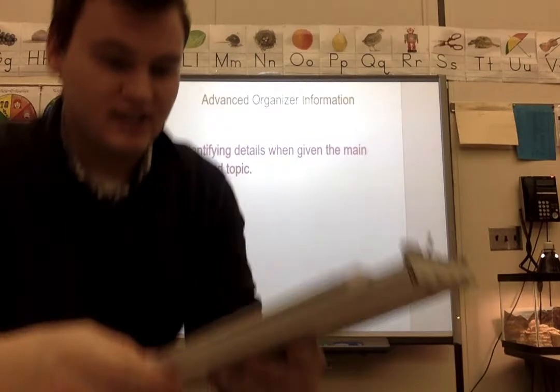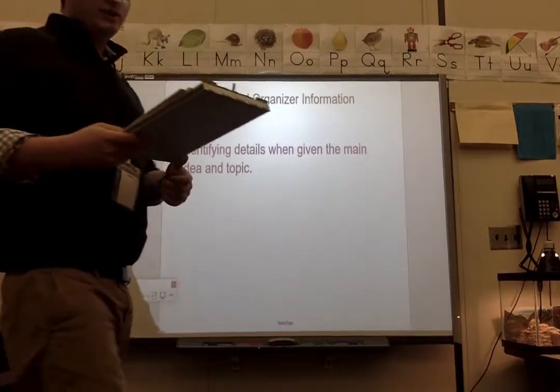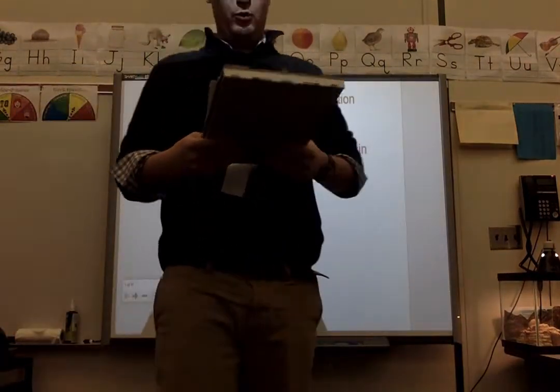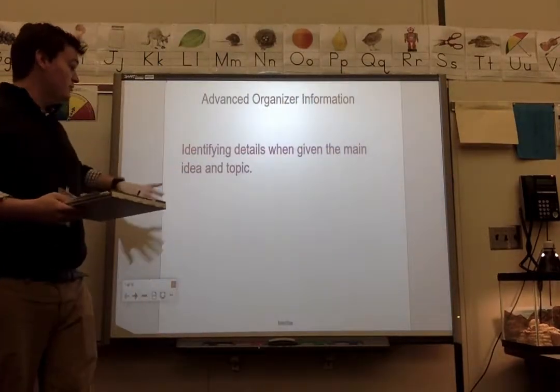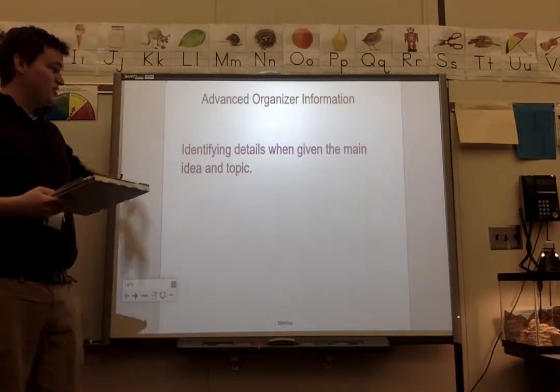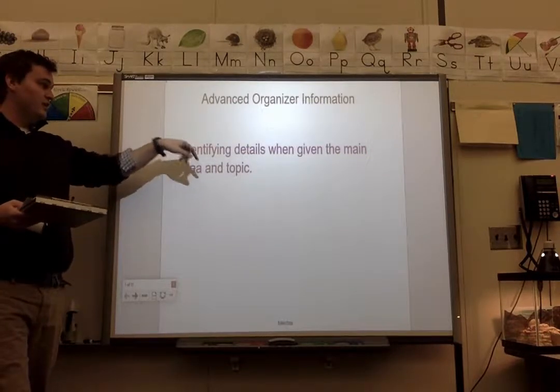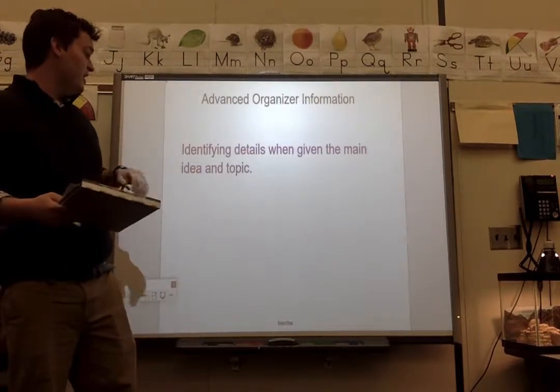So in the last lesson, we learned how to identify the parts of a paragraph in a list so that we could be ready to paraphrase today. We're going to spend some time in our advanced organizer reviewing some information. We're going to review a bunch of processes. So today we're going to identify details when given the main idea of a topic.